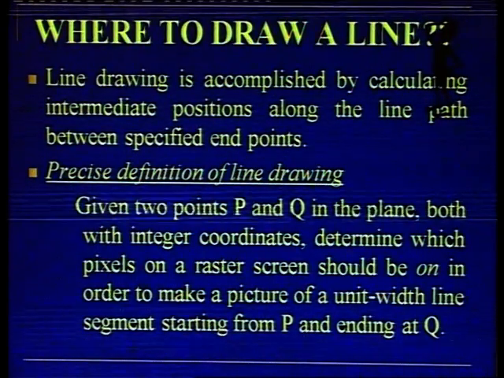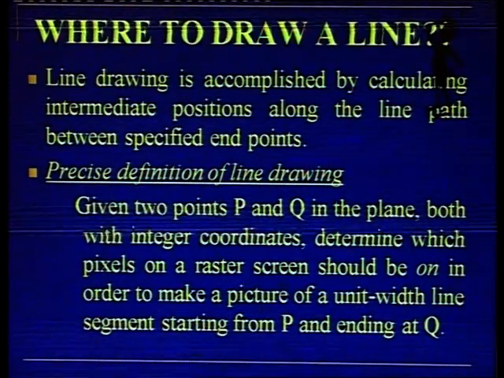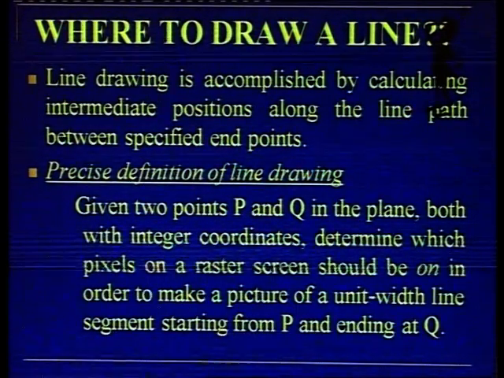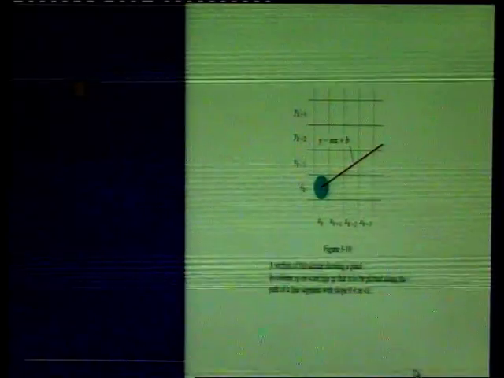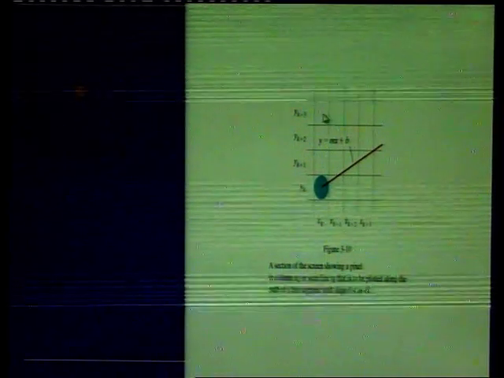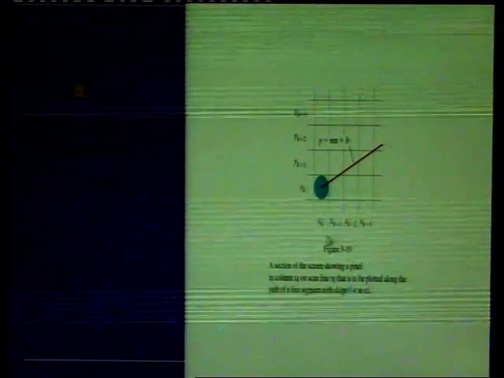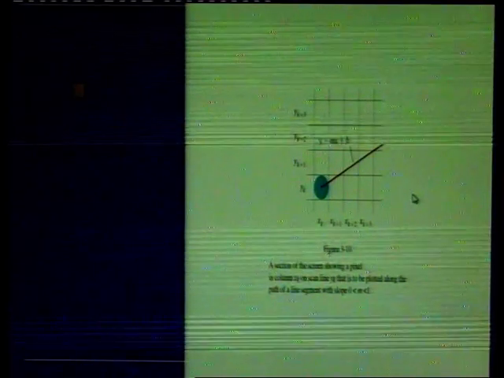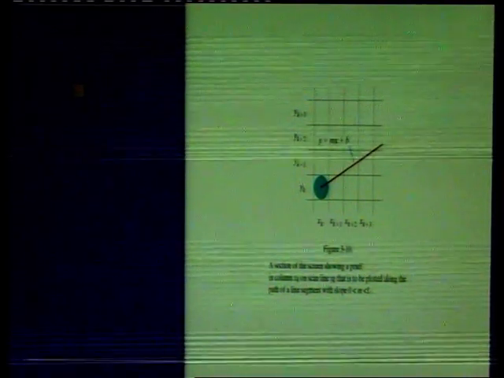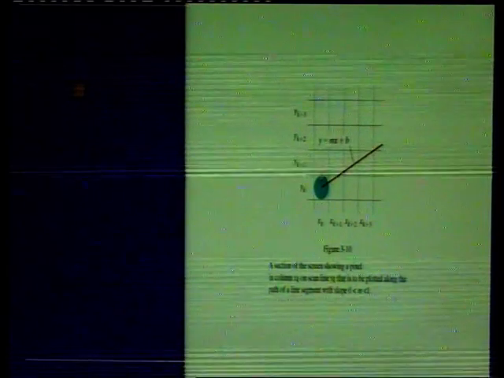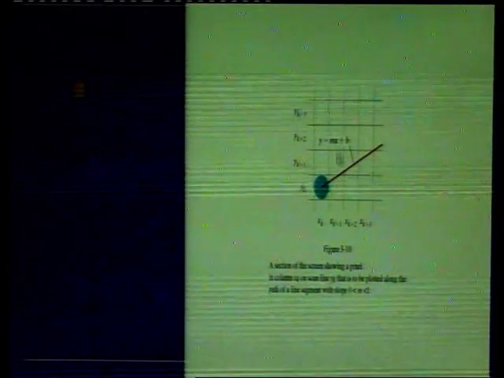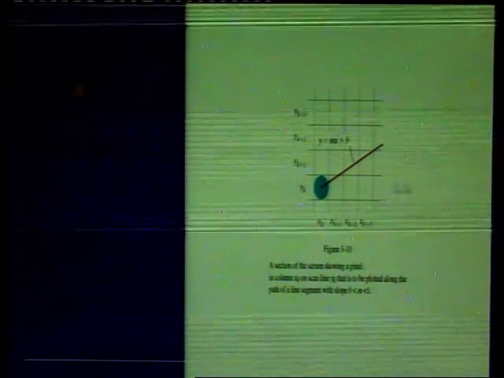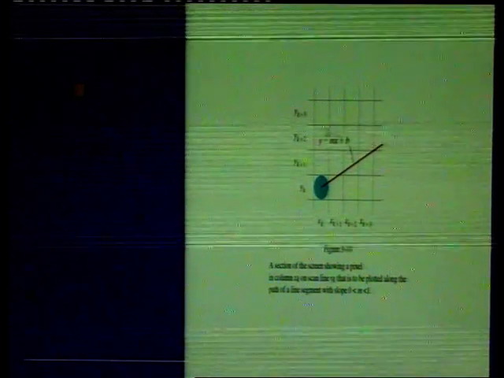From P to Q, which pixel will be on and which pixel will be off, so that we will get a picture of unit width line between P and Q. Suppose there is a line, there is a pixel. Pixels are defined as the square area. This is an intersection of the scan lines as well as the vertical lines on the screen. There are the x coordinates xk plus 1, xk plus 2, xk plus 3, and the scan lines yk plus 1, yk plus 2, and so on.